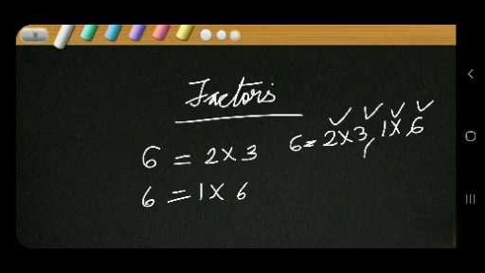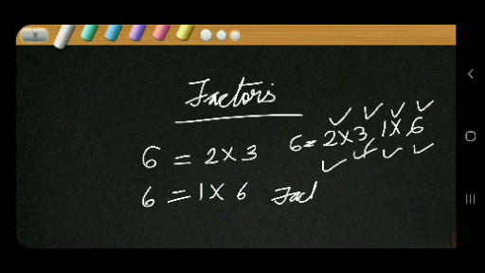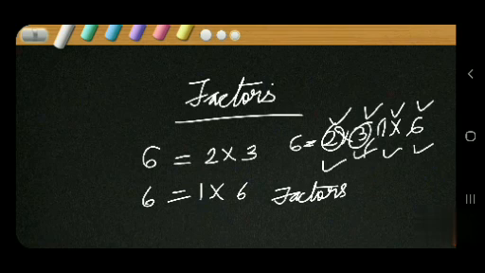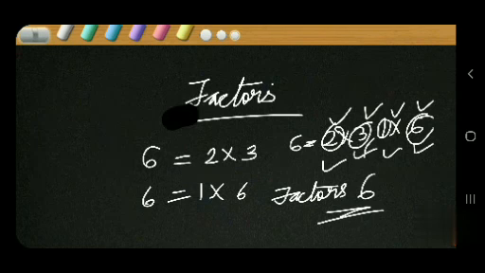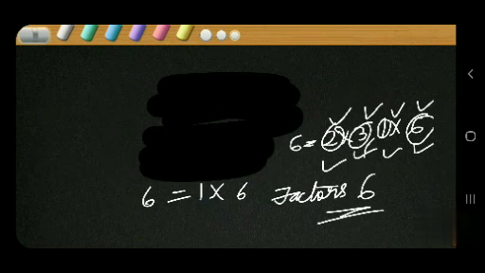So, we can say that these numbers 2, 3, 1 and 6 are the factors of 6. Have you understood the concept of factors?